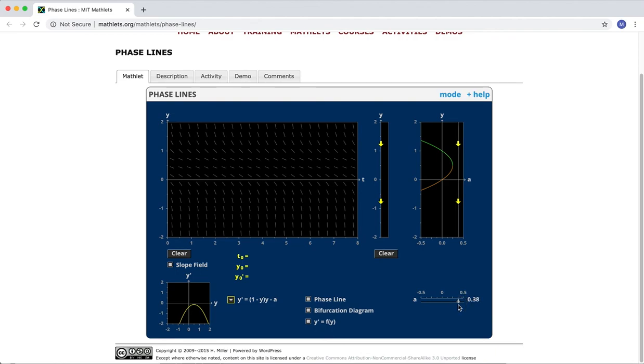That's what we call a bifurcation. We're going to study those in detail more later, but it's always fun to have a quick look ahead.